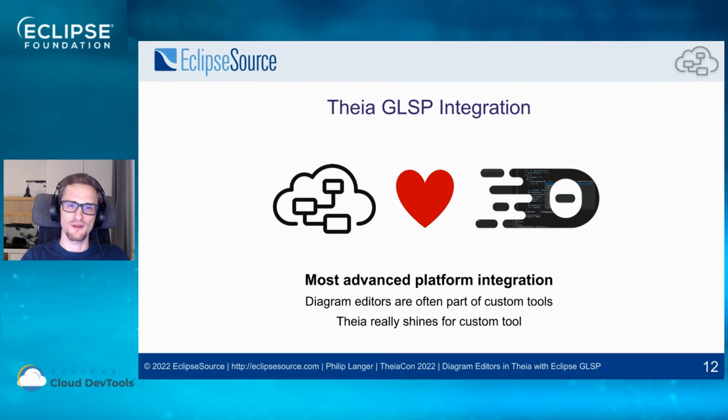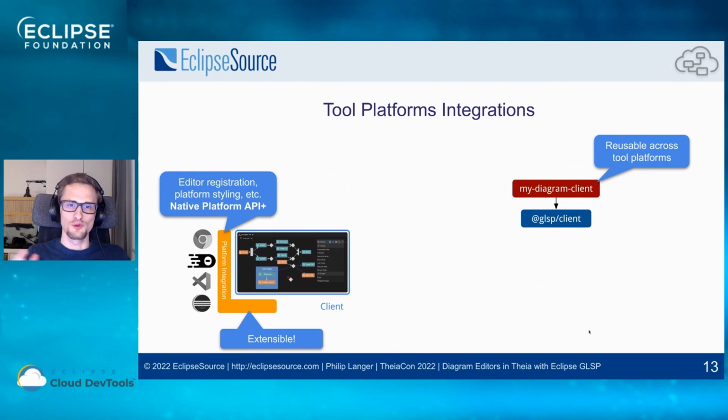So first of all, the Theia integration for GLSP is really the most advanced platform integration. So this is a very good combination. And this is also not too surprising because diagram editors are often part of custom tools. And this is really where Theia shines because it provides the most flexibility when you build a custom tool. So how do tool platforms in general work, including the one for Theia?